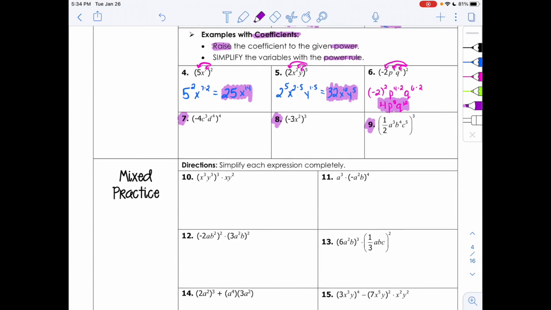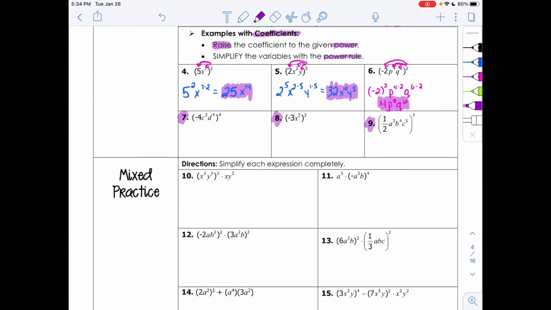And before we look at some geometric applications, let's look at some mixed practice. So, like I said, we have talked about adding, subtracting, multiplying, and now our power property. So we've learned 4 ways to work with exponents and with monomials. So now with our mixed practice, I can have a combination of any of those ways. So in number 10, you can see I have my power property, because I have my parentheses with an exponent on the outside, and I have multiplication here.